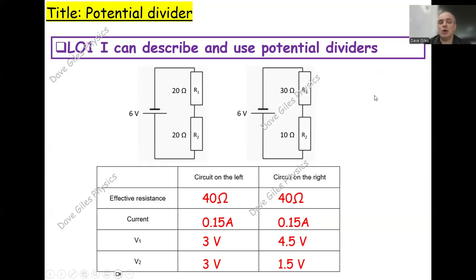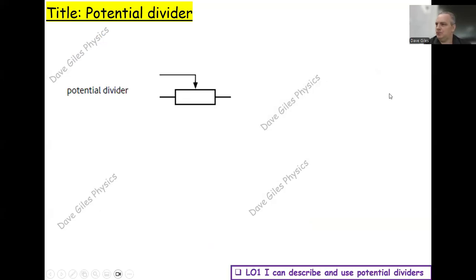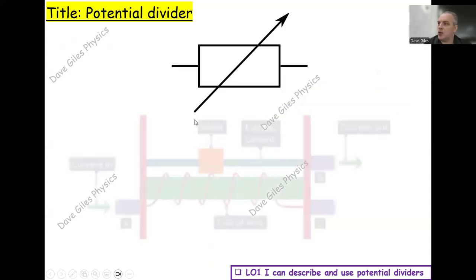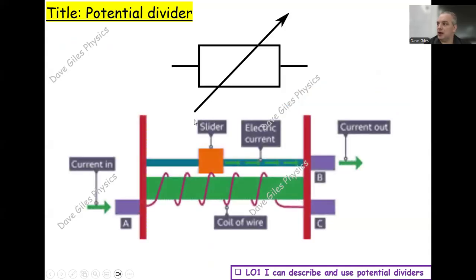And this is something we're going to use today. This is a potential divider. It splits the potential difference of a power source between two components. This is the symbol for it, and this is what a potential divider can look like. You'll notice it is very similar to a variable resistor. In fact, this is not a potential divider, this is a variable resistor, but you use one of them in a potential divider circuit.